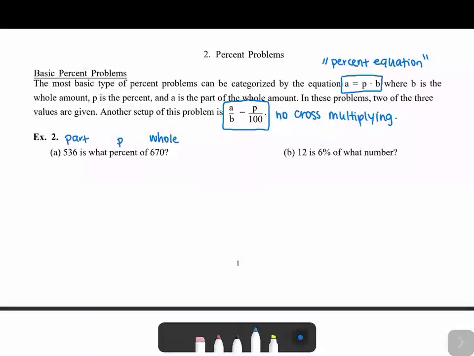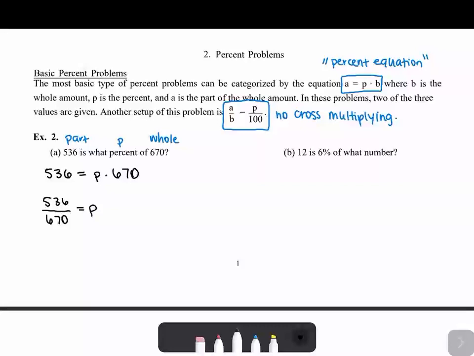Okay, so we can set this up using either the equivalence of fractions or just the standard percent equation. So I'm going to do it using the standard percent equation. So when we set this up, we have our part equals P times our whole. And so to solve for P, we just divide by 670 on both sides. So 536 over 670 is P. And so to simplify, we can do a lot of different things. You can find the factors of 536 and 670 using the factor tree and then see how they cancel out.